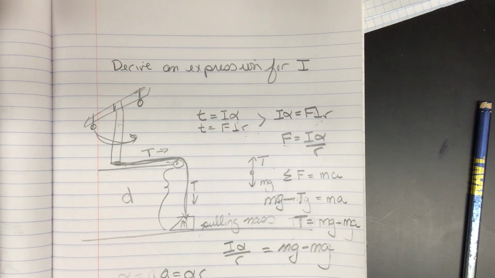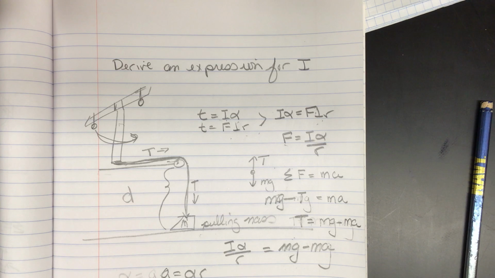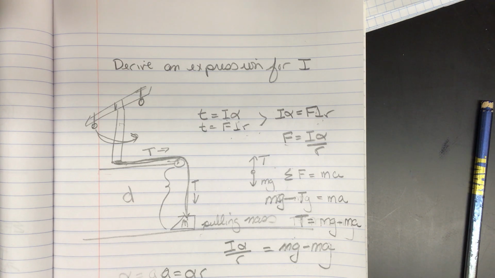All right, guys, so this is video number 2 for our Newton's second law lab on rotation and moment of inertia. And now we're at the point where we need to derive a formula for moment of inertia so that we can collect the proper data and calculate our experimental moment of inertia.